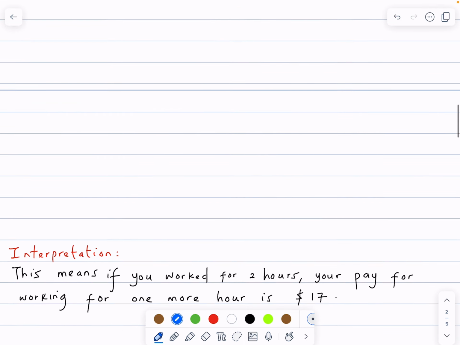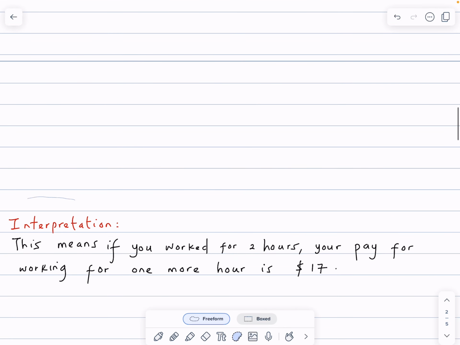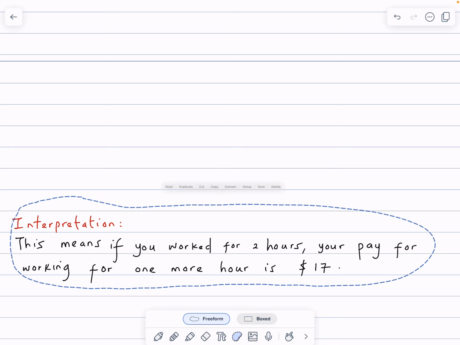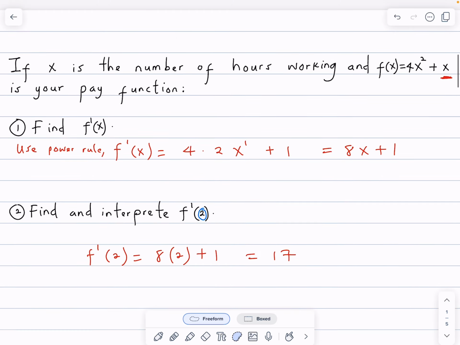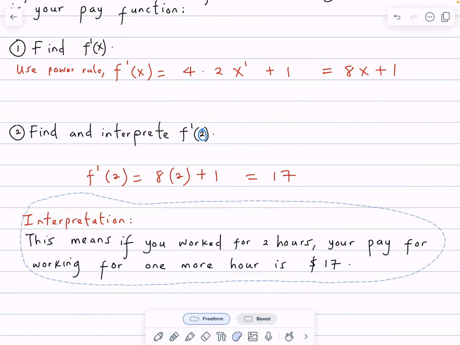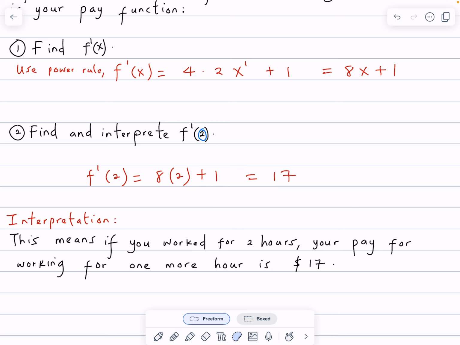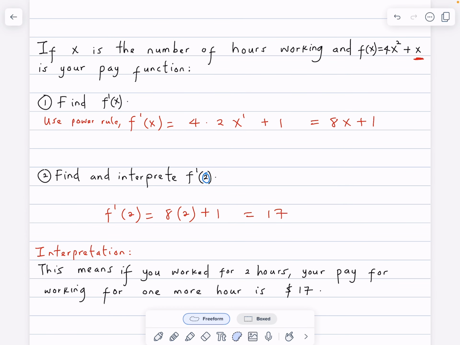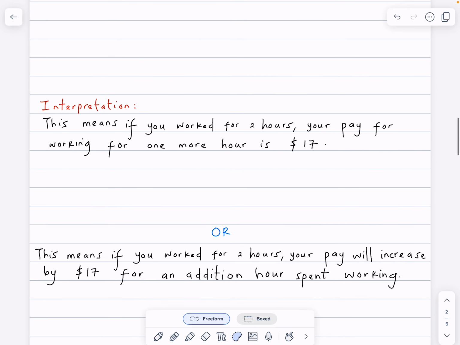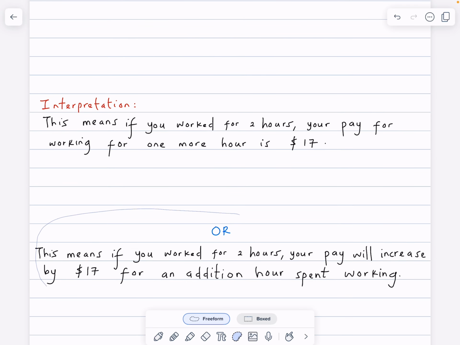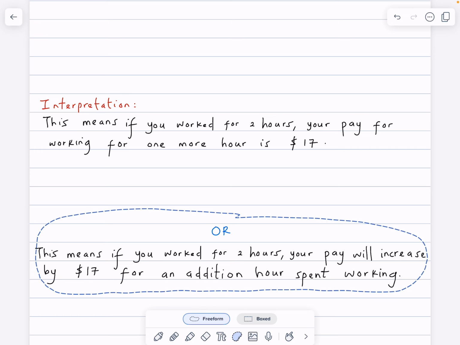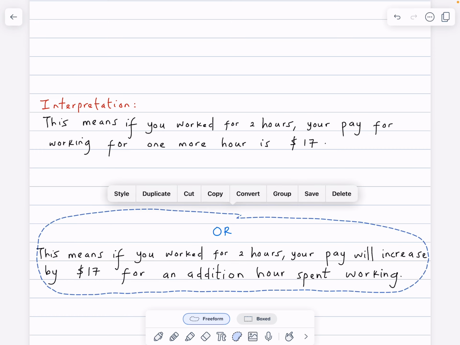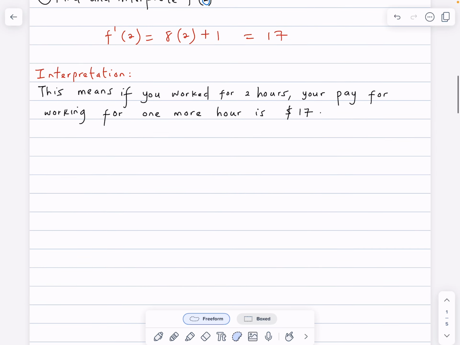So let me just copy this interpretation. That's what it means. And you can also interpret it in another way, which I'm going to explain in a bit. Let me copy this interpretation. So another way you can interpret this is that if you spend 2 hours working, it means that your pay is going to increase. Your pay is going to increase by $17 for an additional hour you spend working.